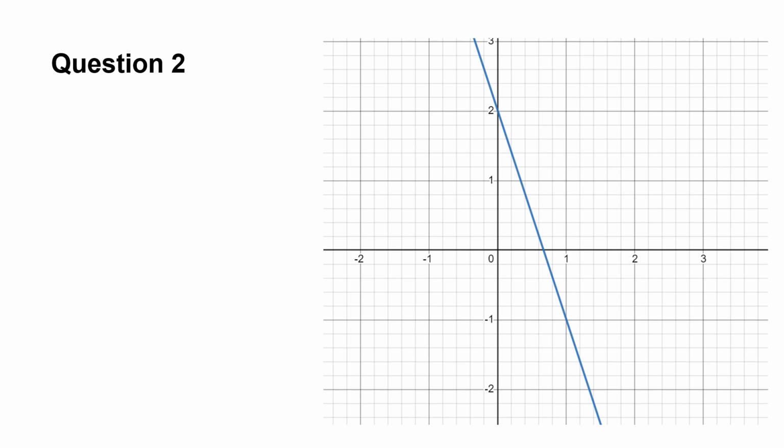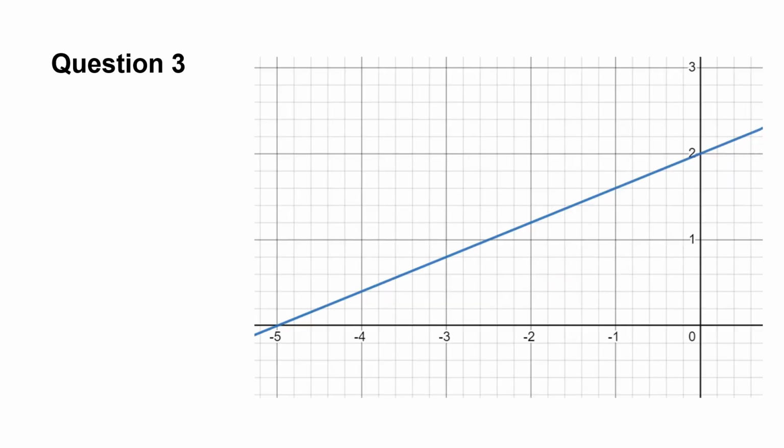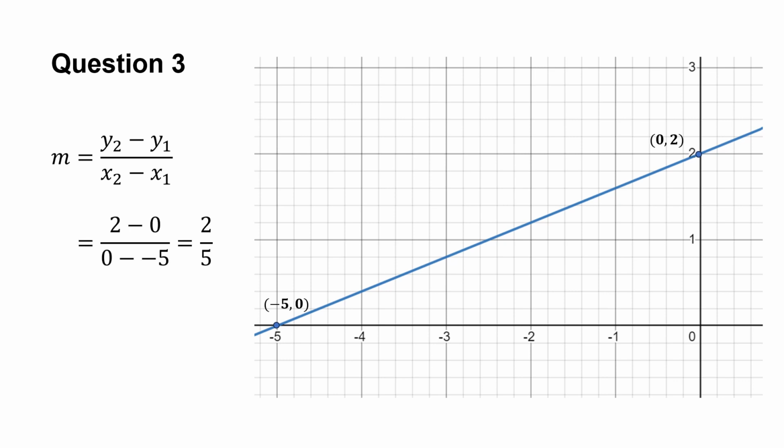Here we have our line for question 2. Again, I've chosen some integer coordinate values. We've got this point 0, 2 and this other point 1, minus 1. When we plug this into our equation, we're going to get a gradient of minus 3. And now we have our last question. Here I've chosen the coordinates 0, 2 and minus 5, 0. I'm going to plug this into my equation and I get a gradient of 2/5.